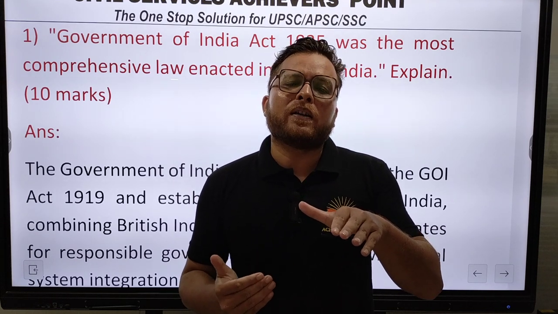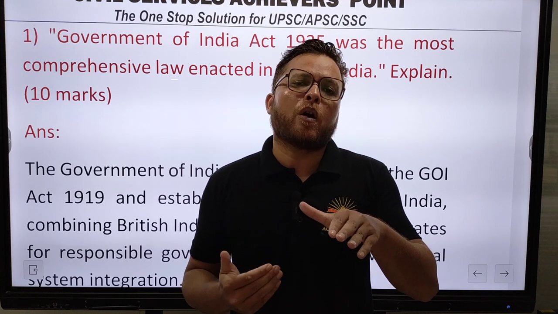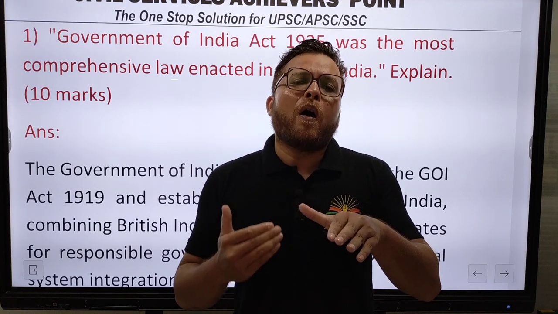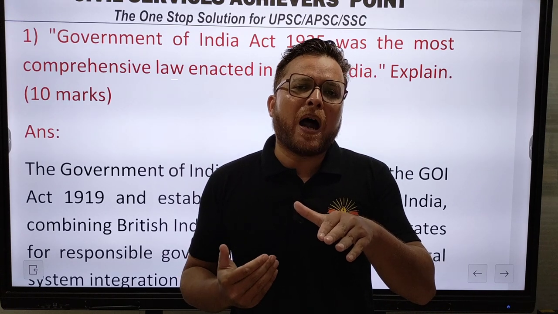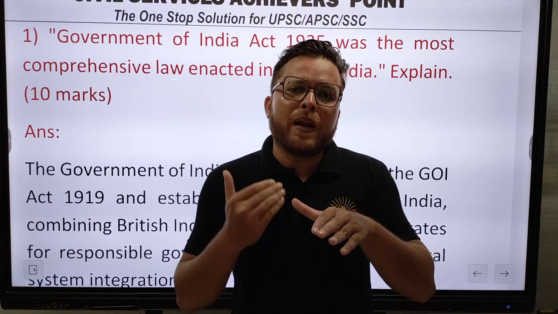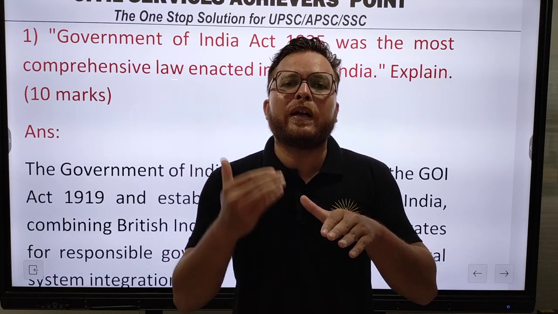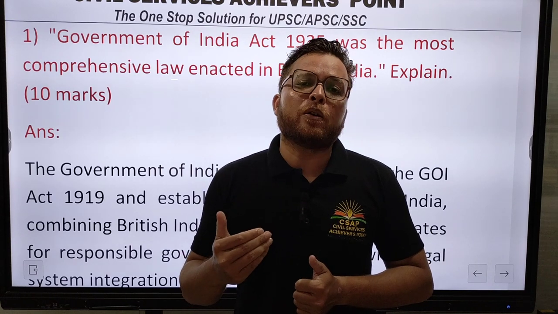Why did part number 1 not come into effect? Because there was a clause. That clause said that for part number 1, the All India Federation, to come into effect, at least 50% of the princely states had to agree to it.